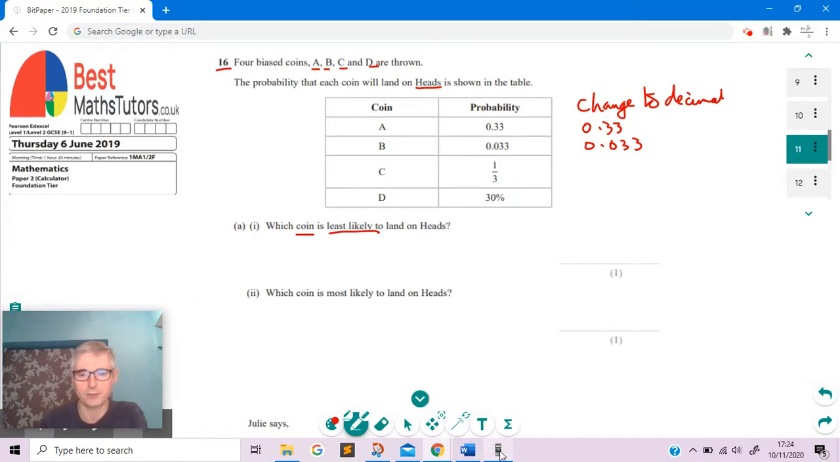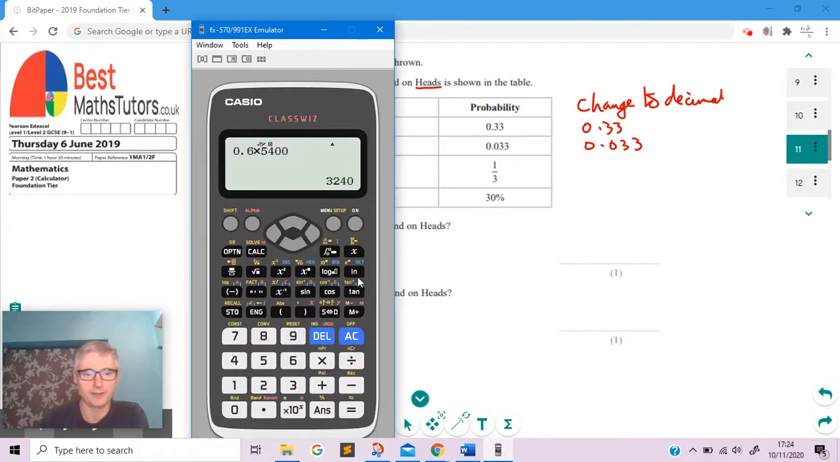Because I'm on the calculator paper, I'm going to do it on the calculator. So I've got 1 divided by 3, and that's going to give me 1/3 on this calculator. It might look like we've made no progress there, but what I'm going to do is use this SD button, and that will give it to me as a decimal.